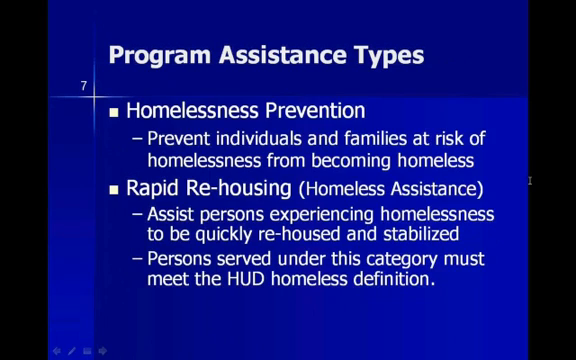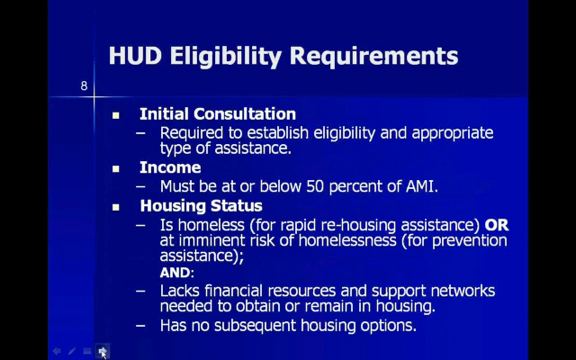So moving on, we'll talk a little bit about eligibility requirements. Again, this is probably a review for most of you. As you see on the slide, there are three core eligibility requirements that are also listed in the notice. One is an initial consultation. This is required to determine eligibility and also to determine what the most appropriate type of assistance would be for the person or the family.